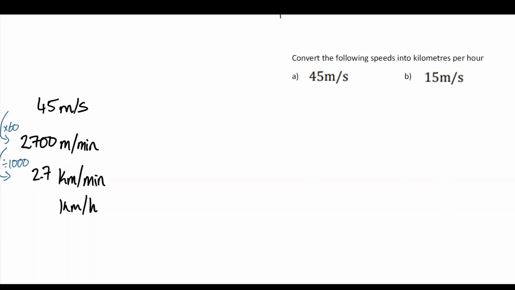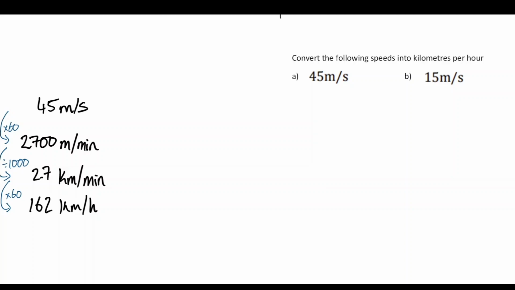And lastly, if I've traveled a certain amount of kilometers in a minute, would I travel more or fewer kilometers in an hour? I will travel more kilometers in that hour. So I should be multiplying by 60. So here we go, multiply by 60. That gets us 162 kilometers per hour.